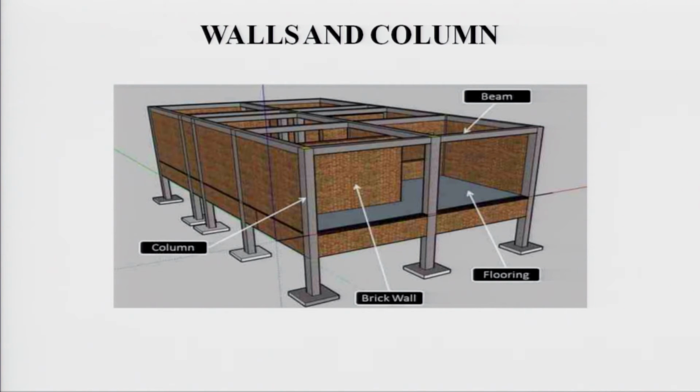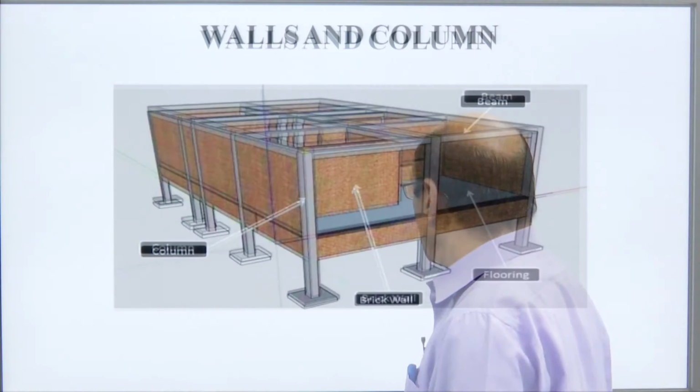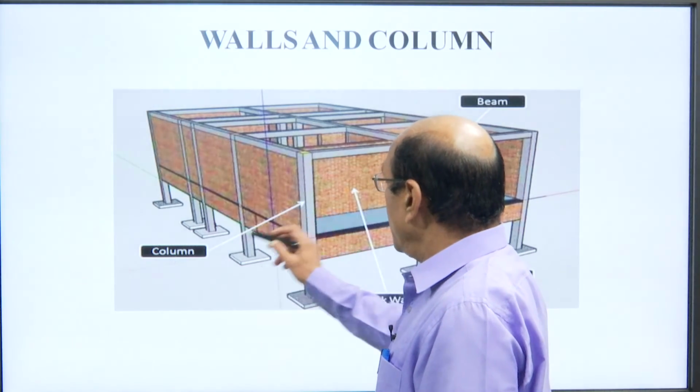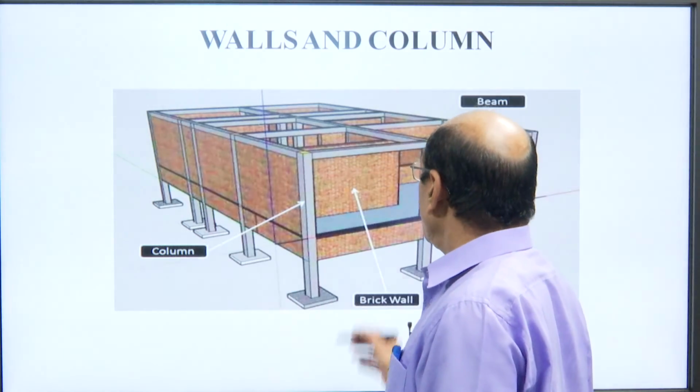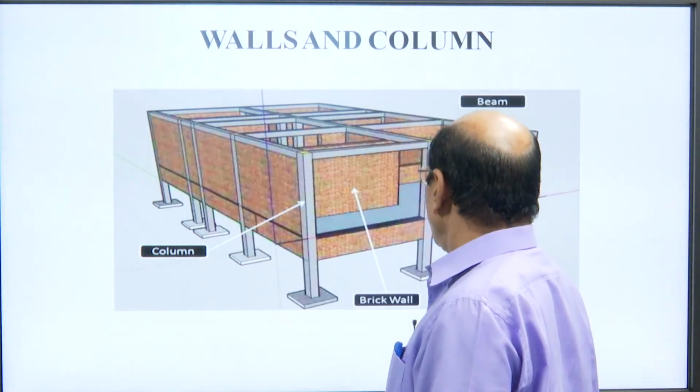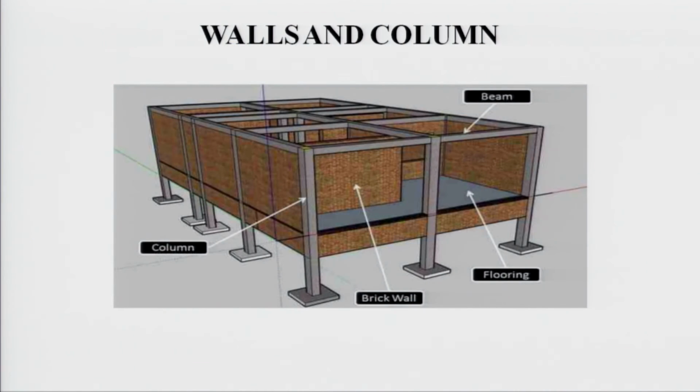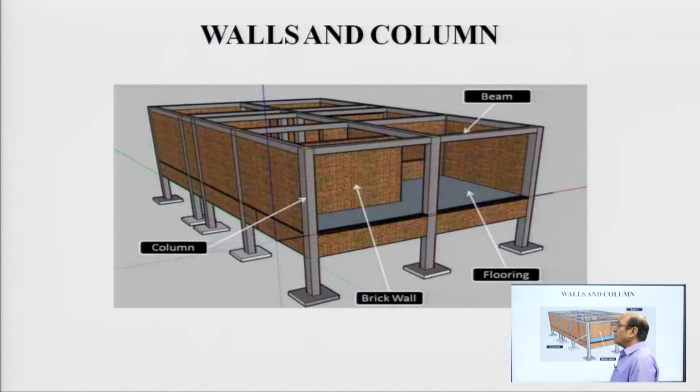You see here, this is a picture in which it is clearly shown. This is the column, the vertical member is the column, this is the beam, the horizontal member is the beam, but that depends upon the direction of load applied. These are the brick walls of different bonds like English bond, Flemish bond or mixed type of bonds. Then this is the flooring. So, in this building these parameters are shown here.